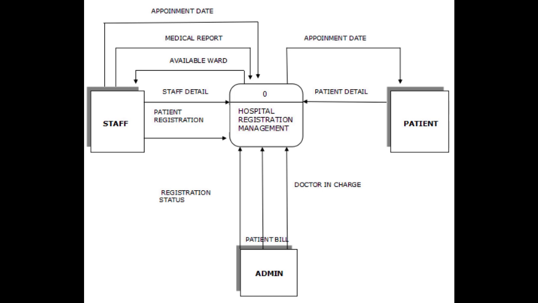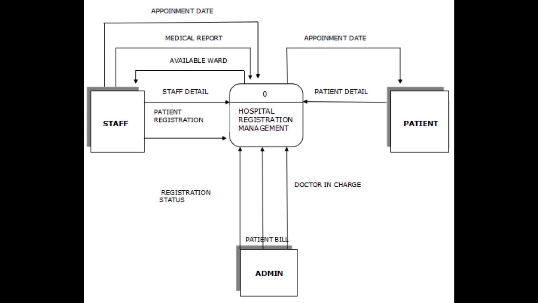So, as you can see, this is the context diagram for hospital registration management. The system consists of 3 entities, which are staff, patient, and admin. To use the system, staff should enter the staff detail into the system. First of all, the patient will give patient detail into the system so that staff can process the patient registration into the system. Then, admin can get the registration status from the system.